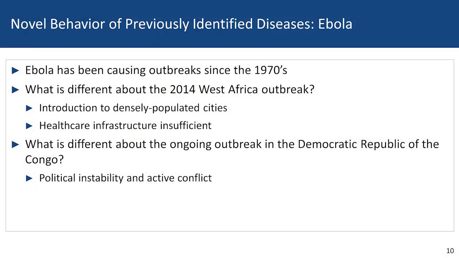The next topic I wanted to hit here is novel behavior of previously identified diseases, and my example is Ebola. We've known about Ebola since the 1970s. It's been causing outbreaks at least since then. But we are seeing more Ebola now and similar diseases and more significant outbreaks. And why is that? For the outbreak of Ebola in West Africa that happened starting in 2014, this was largely due to the introduction of the virus to impoverished and densely populated areas.